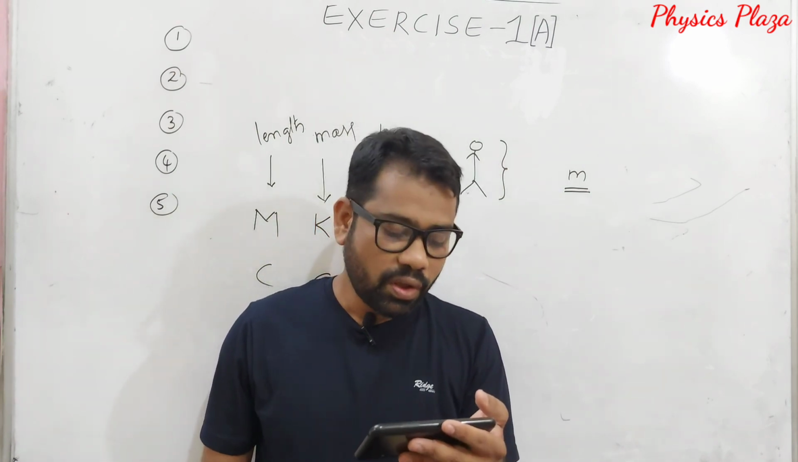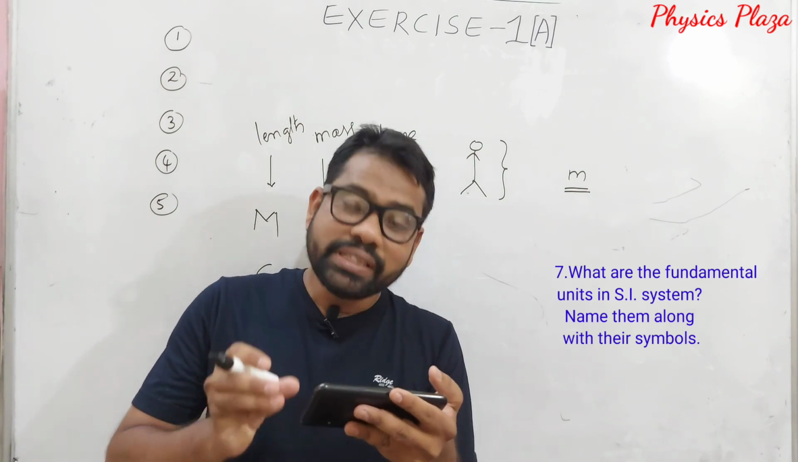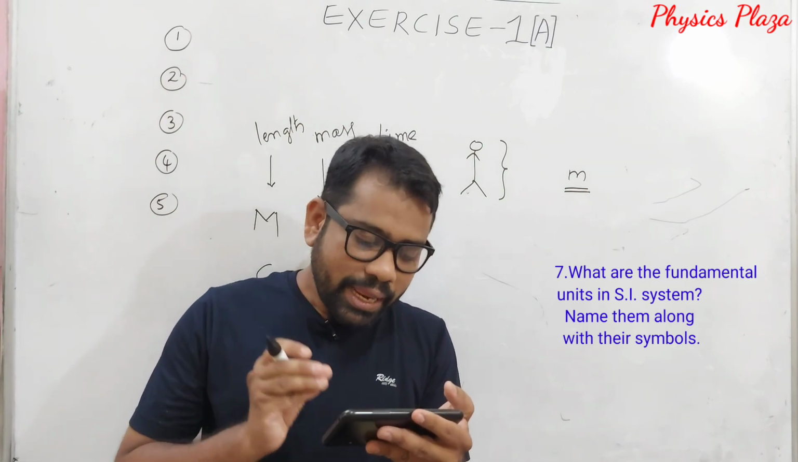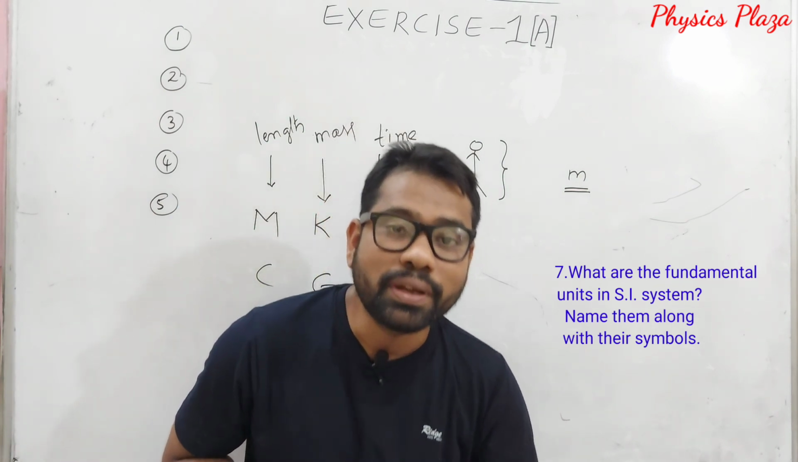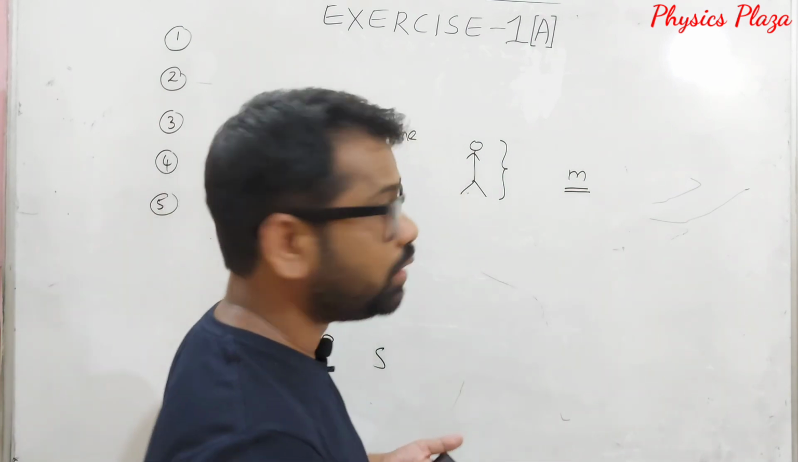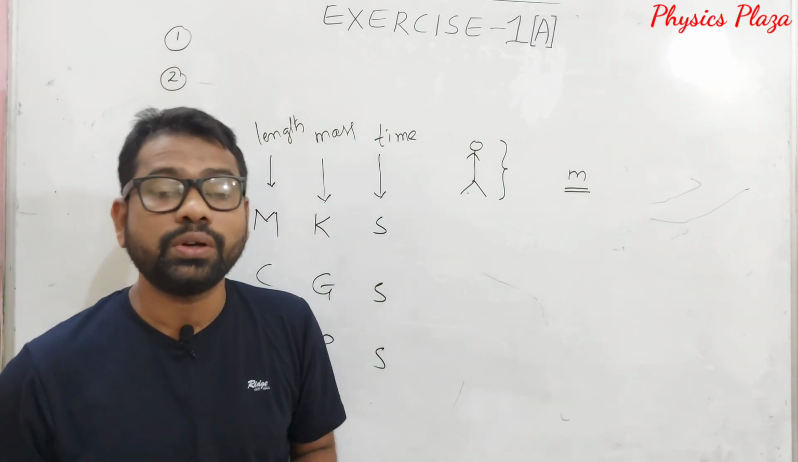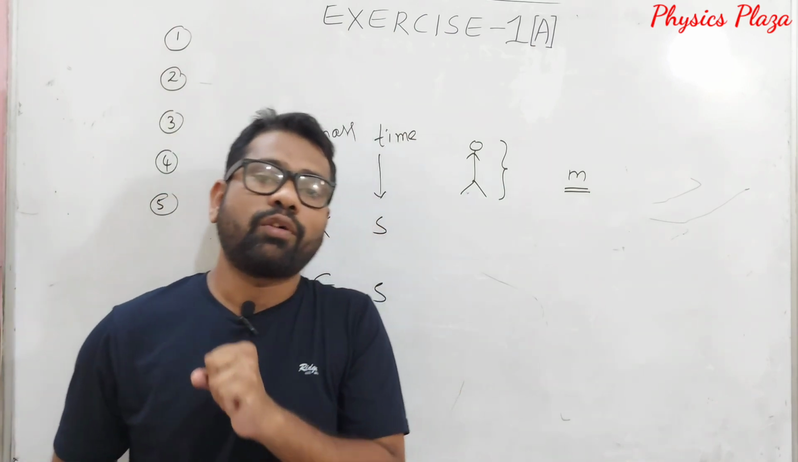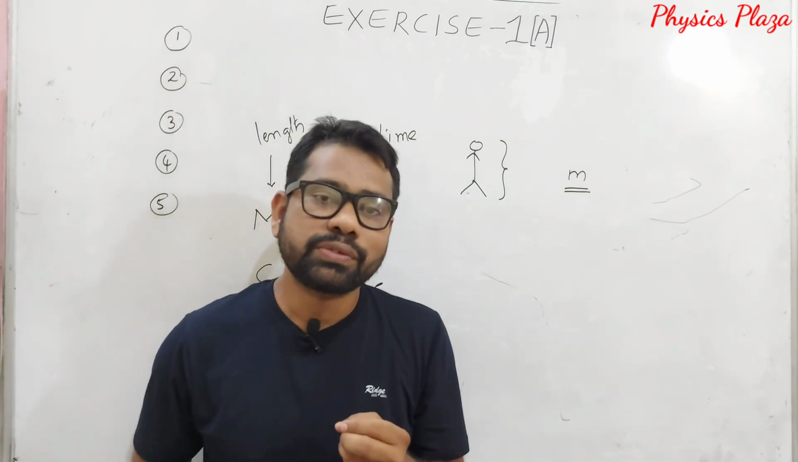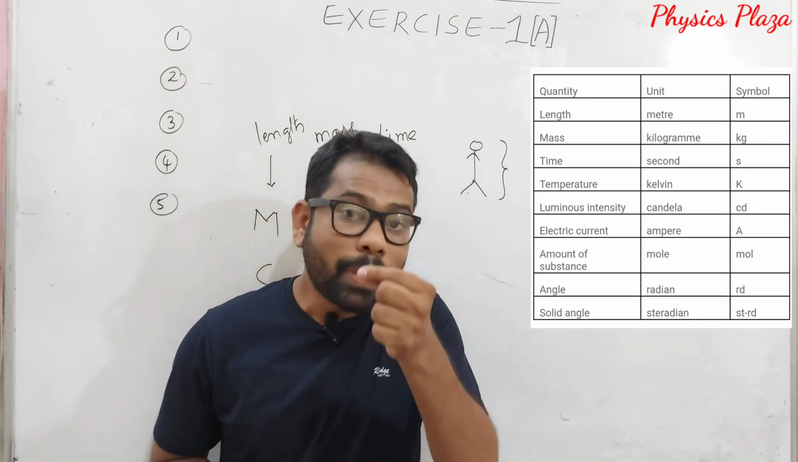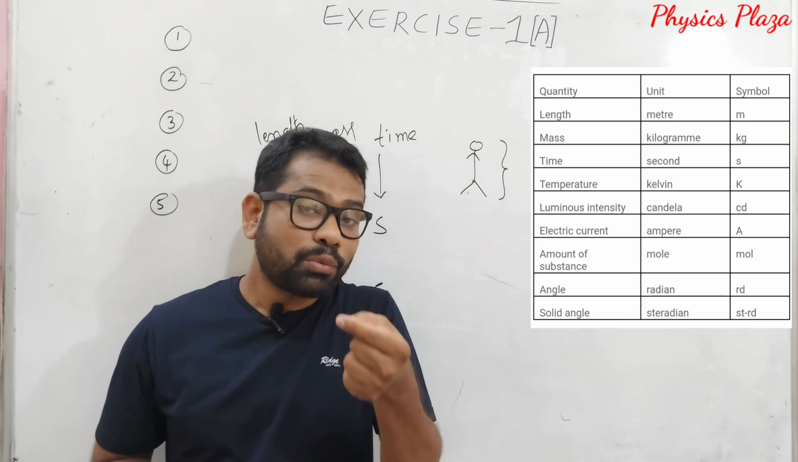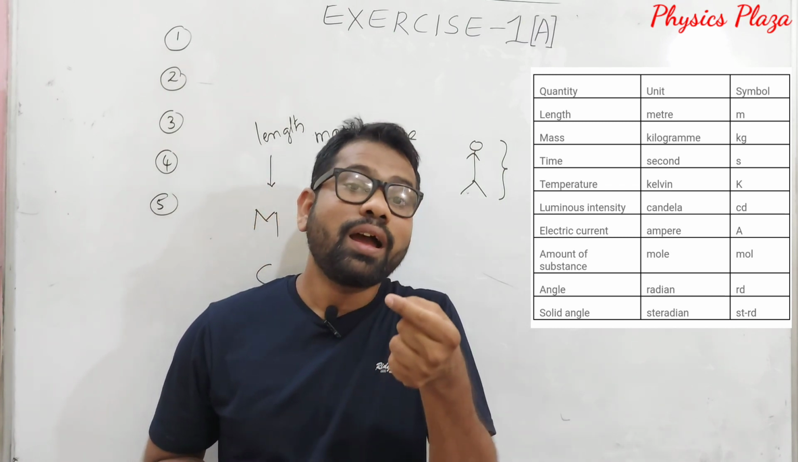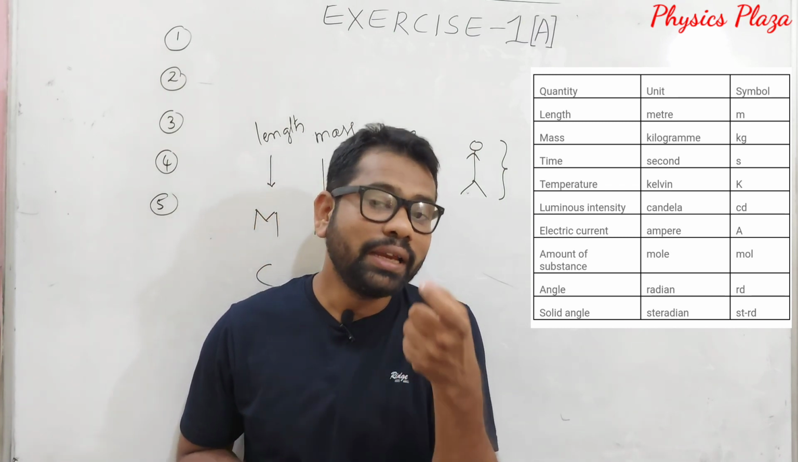Question number 7. What are the fundamental units in the SI system? Name them along with their symbols. Dear children, you can see the answer on screen also. So there are 7 fundamental quantities, as I told you. What is the first one? Length, mass, time, electric current, thermodynamic temperature, amount of matter and intensity of light.